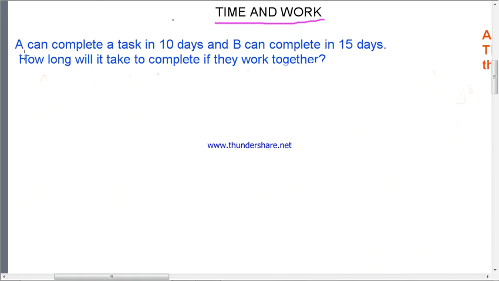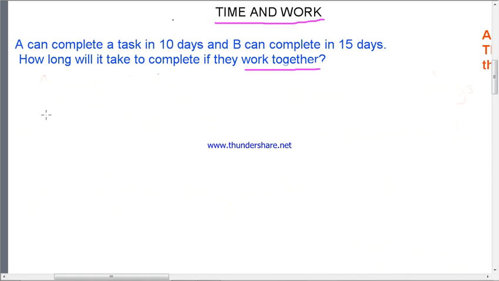Like in the first example with us, A can complete the task in 10 days and B can complete it in 15 days. How long will they take to complete it if they work together? Now see over here, this is the new part in the sum. So I'll show you how it's done actually.